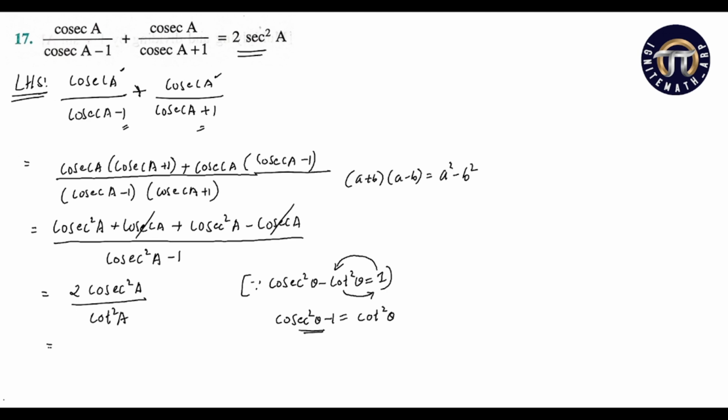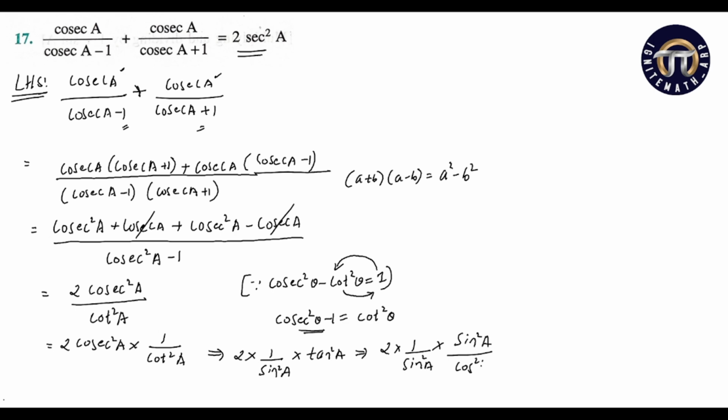Clear, children? So now what I can write over here is 2 into cosecant square A into 1 by cot square A. This in fact can be written as 2 into, you know that cosec and sine are reciprocals, 1 by sine square A into, again here I can write 1 by cot square as tan square A. So that is equal to 2 into 1 by sine square A into, this can be written as sine square A by cos square A.